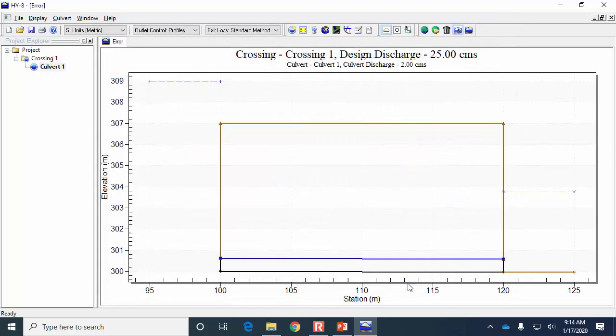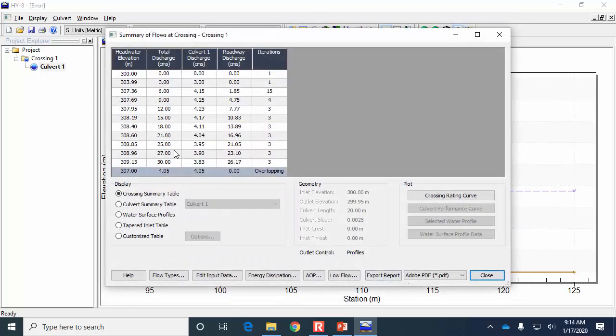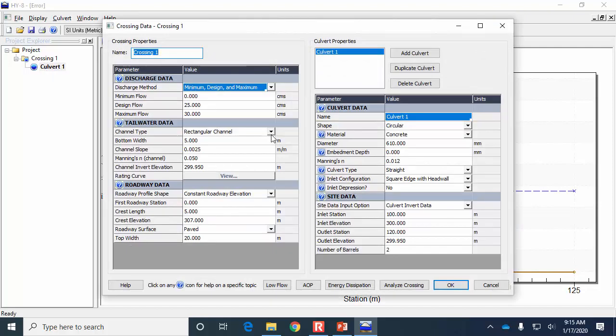So we analyze the crossing, it gives us an updated table, and well, it is a little bit better. Now at our design flow of 25, nearly 4 cubic meters per second is going through the 2 pipes, but still 21 cubic meters per second of roadway discharge. So the cool thing about this is we can iterate really quickly. We can say, well, what if we switch to a 1500 millimeter pipe? It's a 1.5 meter diameter. That's now getting pretty big. And we've got 2 of these barrels.